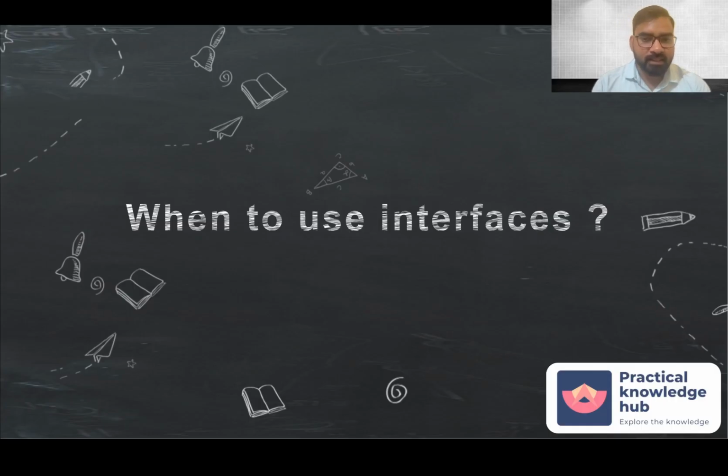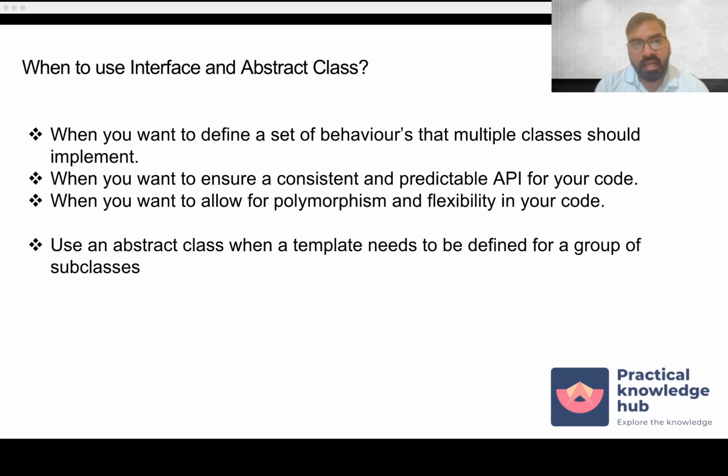When to use interfaces, and when to use an abstract class? First I will talk about when to use an interface. When you want some set of behavior that is going to be used by multiple classes, when you want a consistent and predictable API for your code, when you want polymorphism and flexibility in your code, at that time we use an interface. What does it mean? It means when you want a set of common behavior that can be implemented by different classes. And we use an abstract class when we want a template that needs to be defined by a group of classes.